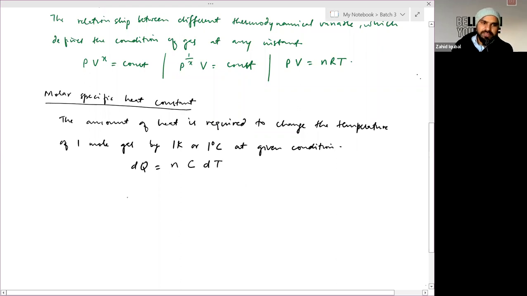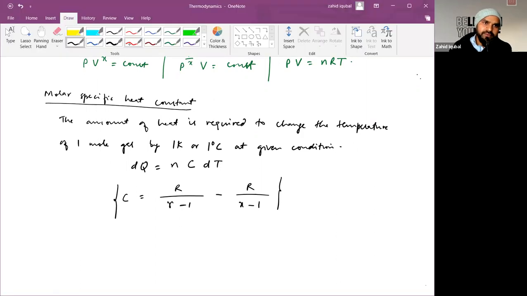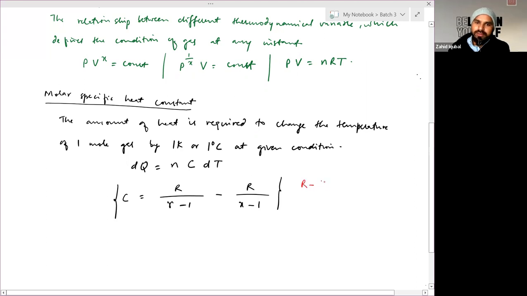The generalized formula for this molar specific constant C will be R divided by gamma minus 1, minus R by x minus 1. So x will be the same, which is the exponent of V in the equation of state above. So find the value of x from the above part, put it here, and you will get the value of molar specific constant related to that process. In this expression, we have R, which is called the universal gas constant. It equals 8.314, but for calculation purposes, you may write 25/3 joule per mole per Kelvin.